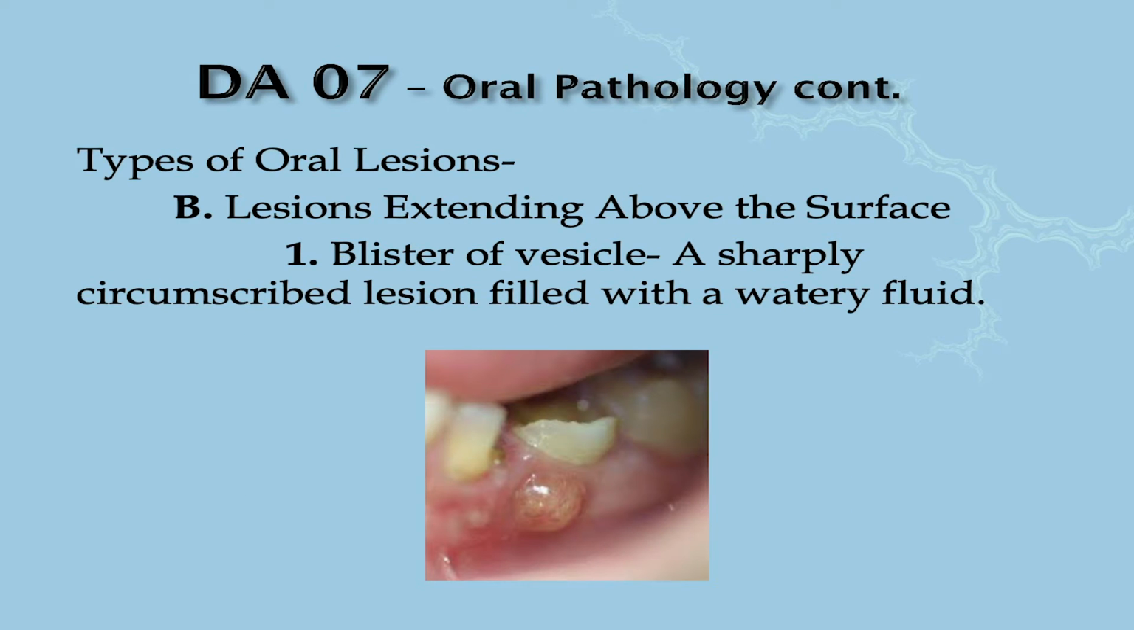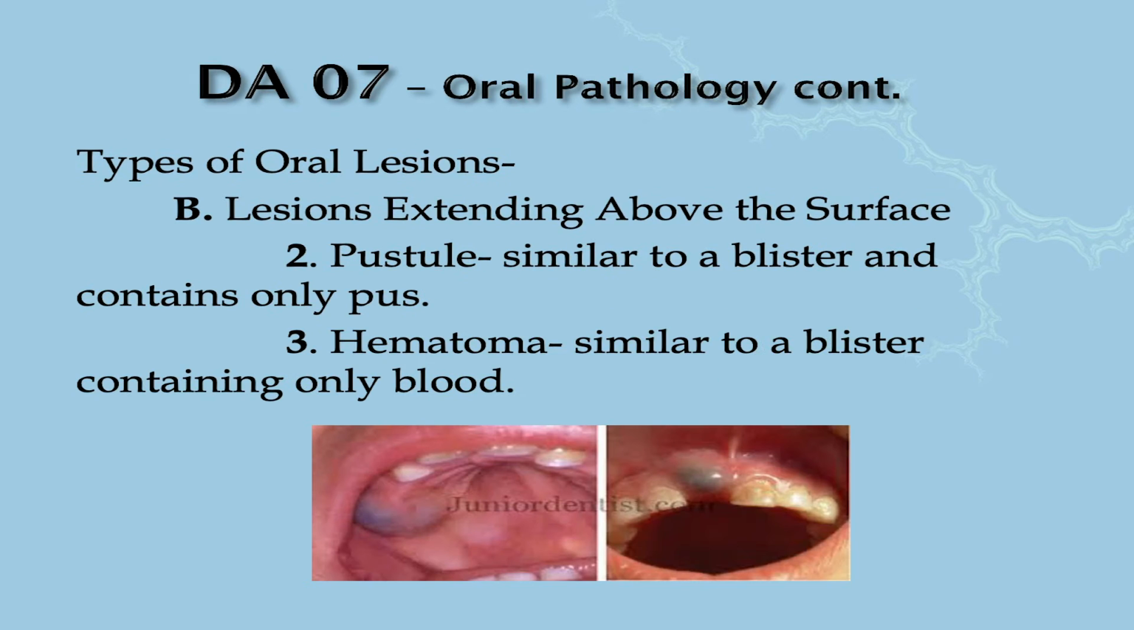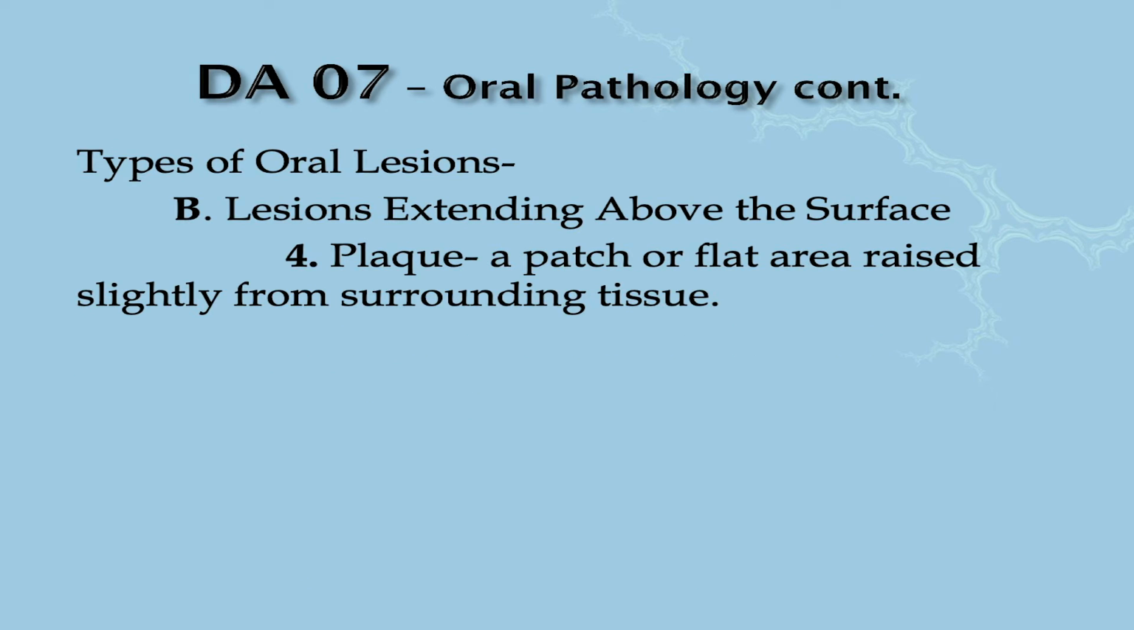There are also lesions that extend above the surface, and that would be a blister, which is a sharply circumscribed lesion filled with a watery fluid. A pustule, which is similar to a blister but contains only pus. A hematoma, which is similar to a blister but contains only blood. And a plaque, which is a flat area raised slightly from the surrounding tissues.